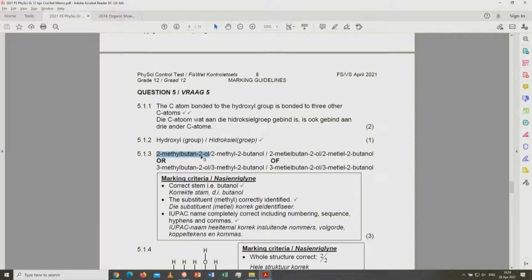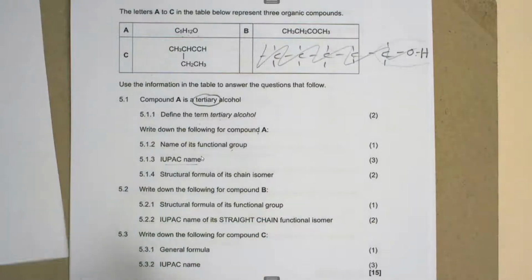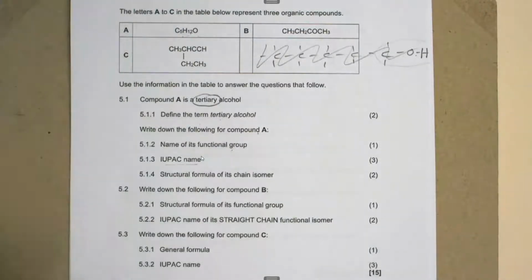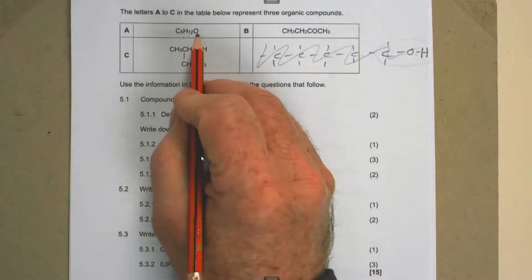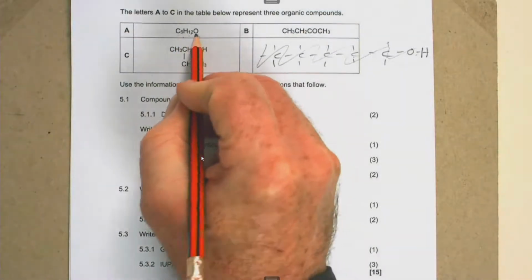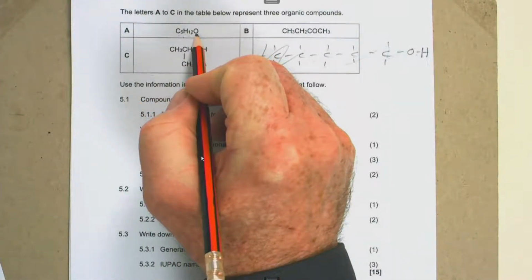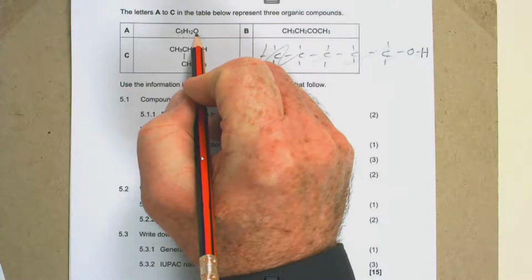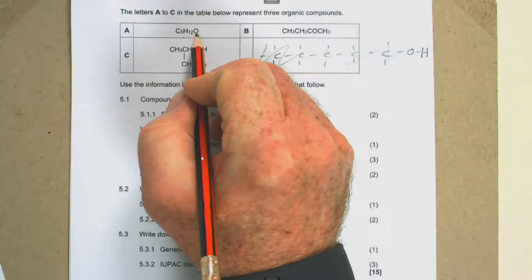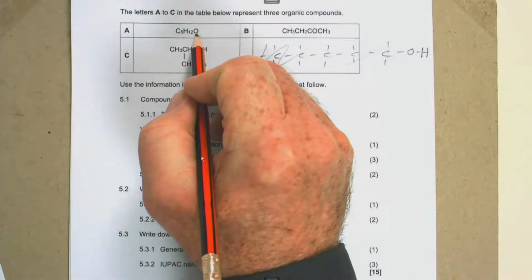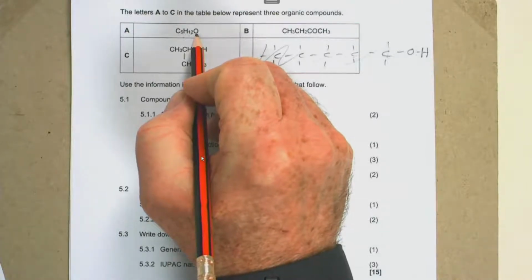Then the last one is the structural formula of its chain isomer. What you need to do here is check what other thing you have with a single oxygen. Remember, the ketones have 1 oxygen. The aldehydes, 1 oxygen. The alcohols, 1 oxygen. Carboxylic acids and esters have 2 oxygens with the work we have in matric.